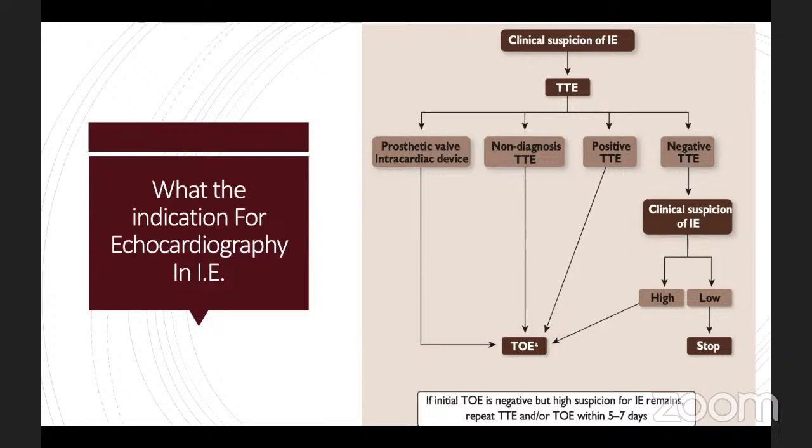So, what are the indications for echo in infective endocarditis? First, start with transthoracic. If it's positive or not diagnostic, or there is a prosthetic valve or intracardiac device, go for TEE directly. If it's negative, see the patient clinically. If you have high suspicion of infective endocarditis, go for TEE, or you have to stop.